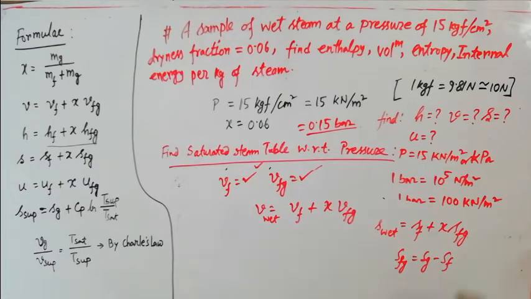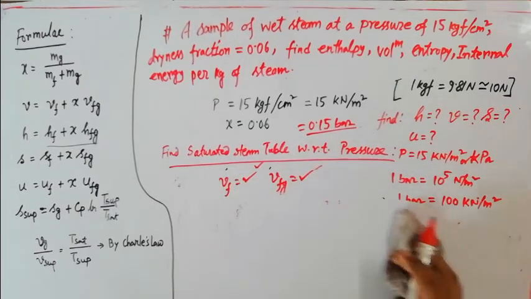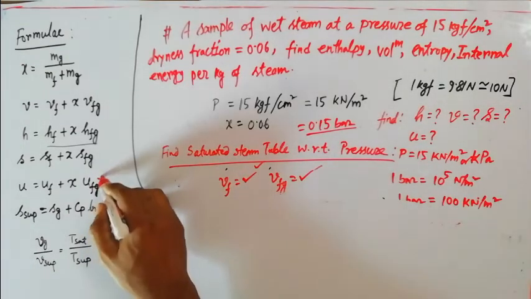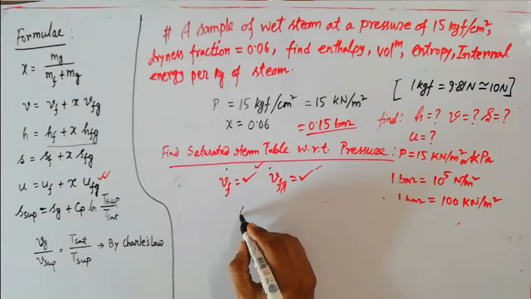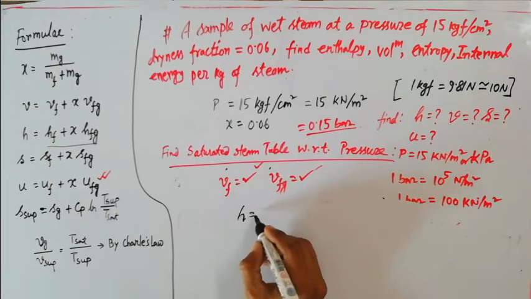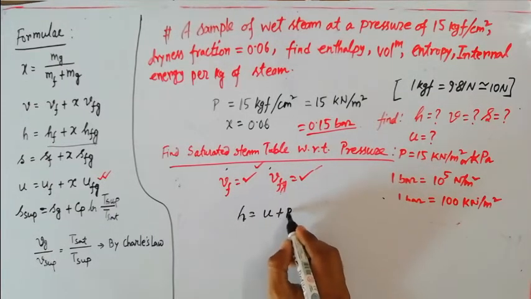Now coming to internal energy, it can also be found using this formula. And if in your steam table the uf, ufg or ug values are not given, some steam tables do not give internal energy values, then internal energy can be found using this particular relation, h equals u plus pv. That relation we know.